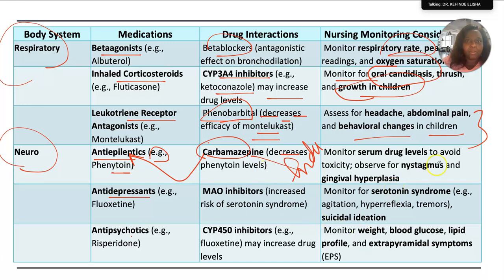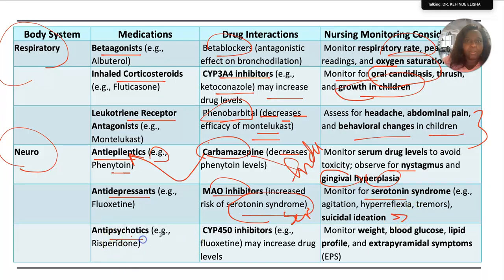So we have to monitor the serum drug level to avoid toxicity and observe for nystagmus as well as gingival hyperplasia. When somebody is taking phenytoin, you want to watch out for gingival hyperplasia. Now, what about antidepressants? When combined with a monoamine oxidase inhibitor, we're going to have an increased risk of serotonin syndrome. Remember, serotonin syndrome is like a PACU patient. They are sedated, they have respiratory depression, and so on and so forth. So you want to monitor for serotonin syndrome, like agitation, hyperreflexia, tremors, and suicidal ideation, right?